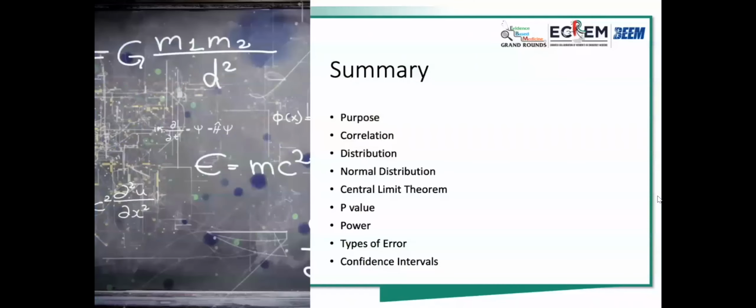I've been asked to discuss a few things, primarily about data analysis, and I'm going to summarize it on the slide. We're going to speak about the purpose of data analysis. We're going to discuss a little bit about correlation. We're going to talk about the different distributions. Really important, I'd like to make sure everyone understands what the central limit theorem is, and then we'll talk about p-value, we'll discuss power and types of error, and we're going to finish up with confidence intervals. It's a lot of stuff to discuss in the little time that we have, so we're going to get started right away.